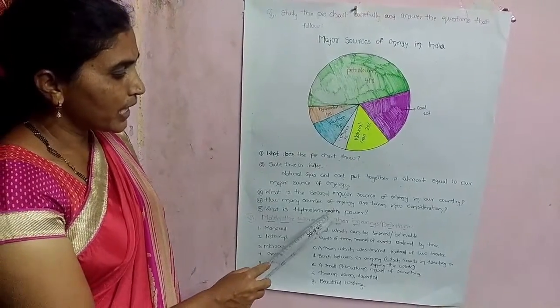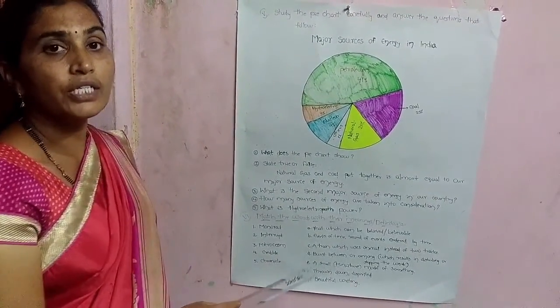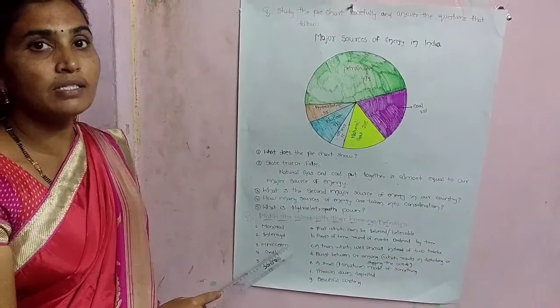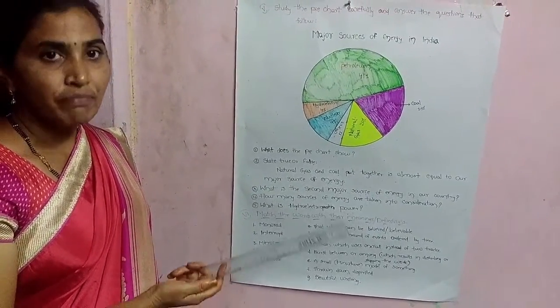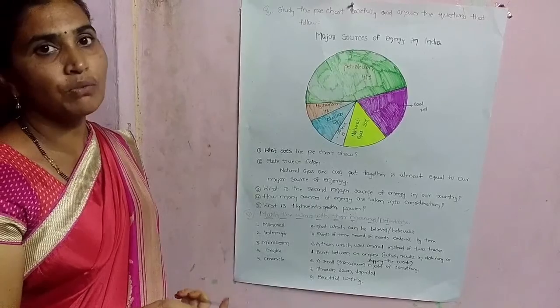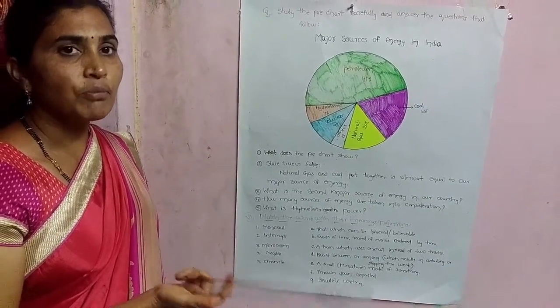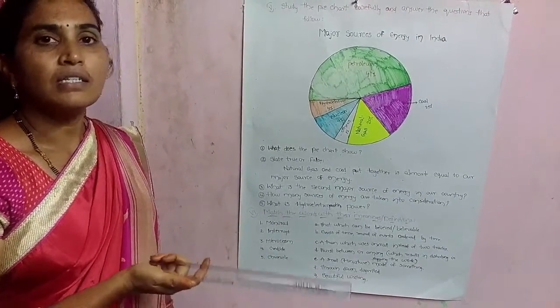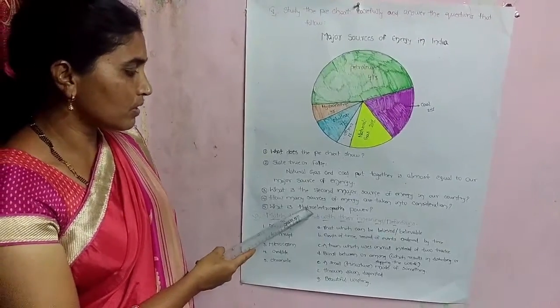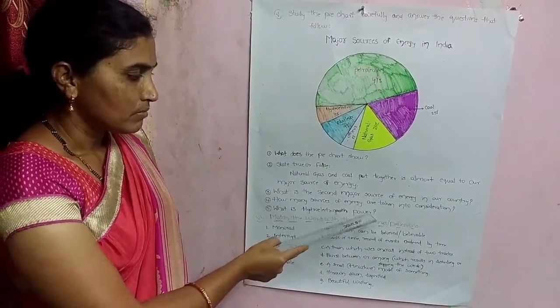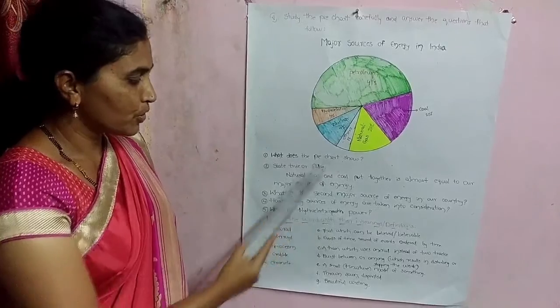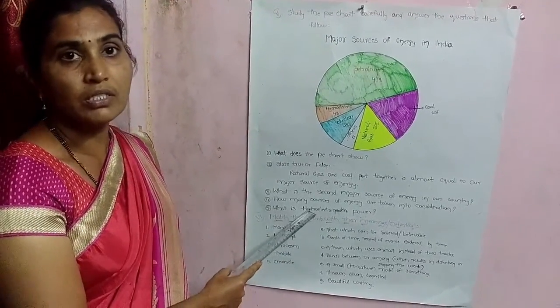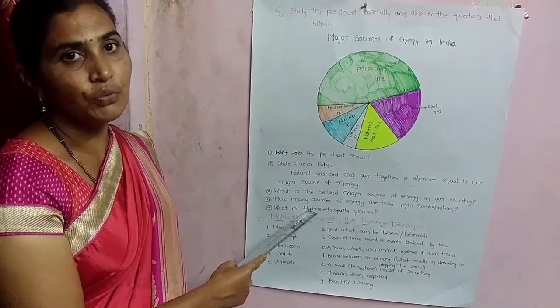Then, last question. What is hydroelectric power? What is the answer? Electricity produced from water. Hydro means what? Water. So hydro means here water. That's why it is power produced from water. That is the answer for the fifth question.